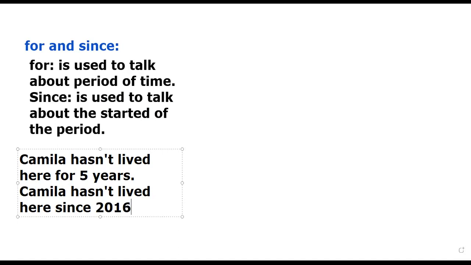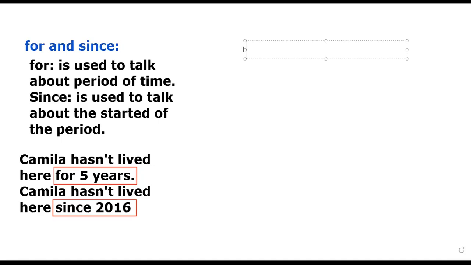So look at the two examples. The first one, we are using for, and also we say a specific amount of time. And in the second one, we use since, and also we mention a year, in this case the specific year, the start of the period, when the period started, okay? So, we are saying exactly the same, but using different expressions. We use for and also we use since, okay?